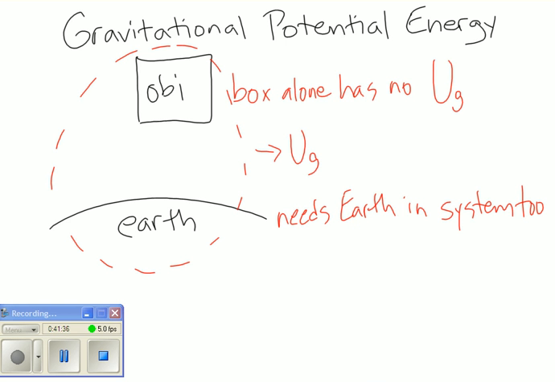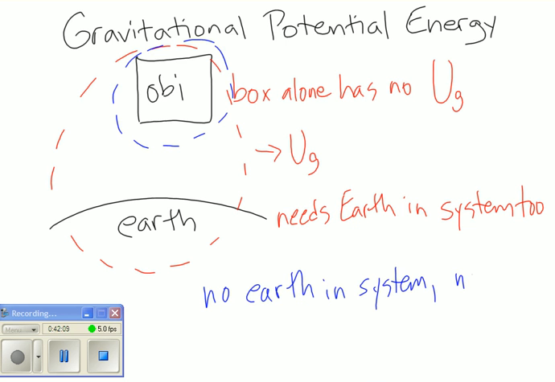Can you choose a system that doesn't contain the Earth? Absolutely. Does that mean if you let go of the box, it's not going to fall? No. It's the same reality. The box and the Earth pulls on each other. The choice of system is how we put numbers to it and account for it. No Earth in system. We can't use gravitational potential energy. So, but if reality is the same, what's your question?